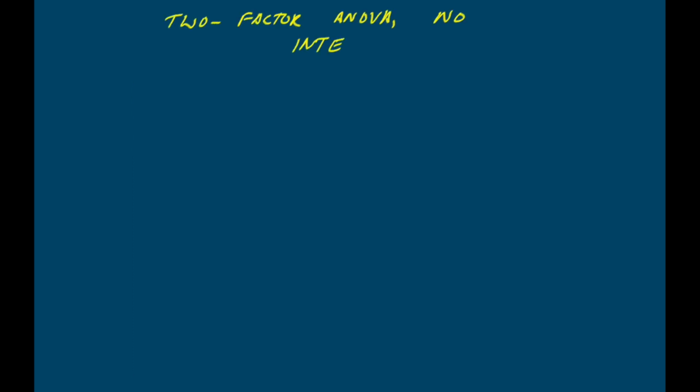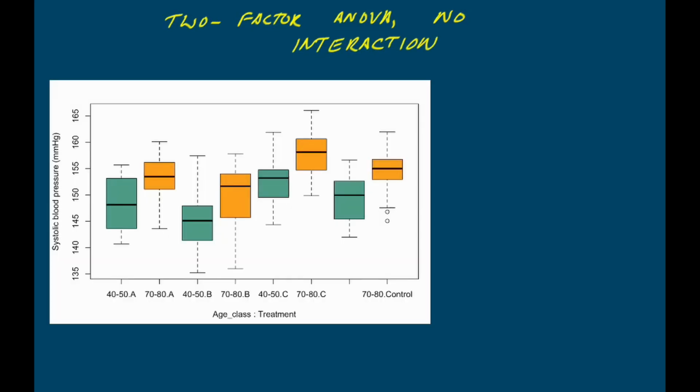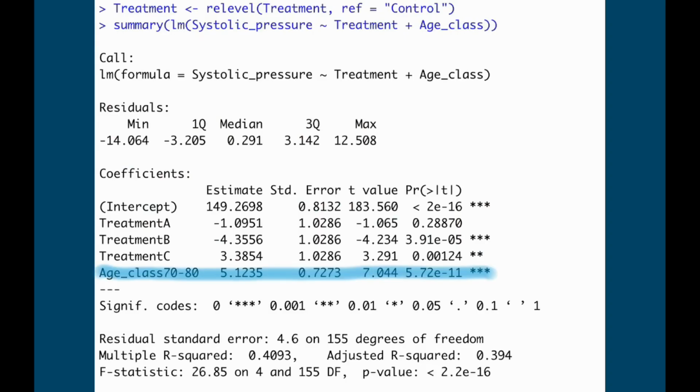Okay, that's the single factor ANOVA case. Let's move on to a two-factor ANOVA, and in this case we're going to be thinking about a two-factor ANOVA where we've not included an interaction term in our model. So we've got a similar set of data as before. It's not the same data, but what we've got now is two age classes as well. So we've got a 40 to 50 age class and a 70 to 80 age class, and we've given people from each of those age classes either drug A, drug B, drug C, or a placebo for our control.